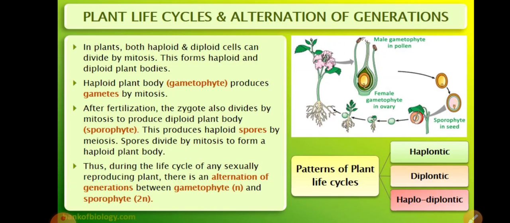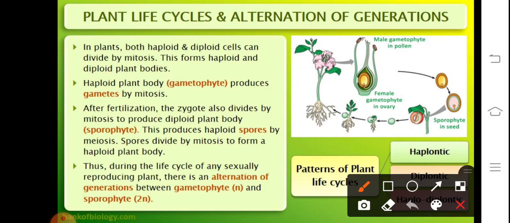This leads to the formation of two types of plant bodies, that is, haploid, called gametophyte. It produces gametes by mitosis, and diploid, developed from zygote, called sporophyte. It produces haploid spores by meiosis. The haploid spores in turn form the haploid plant body, that is the gametophyte, once again. So the patterns of a plant life cycle are haplontic, diplontic and haplodiplontic.